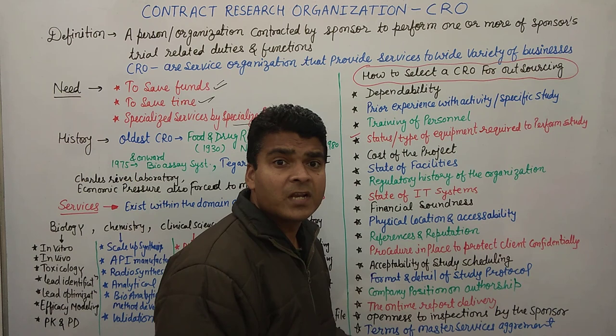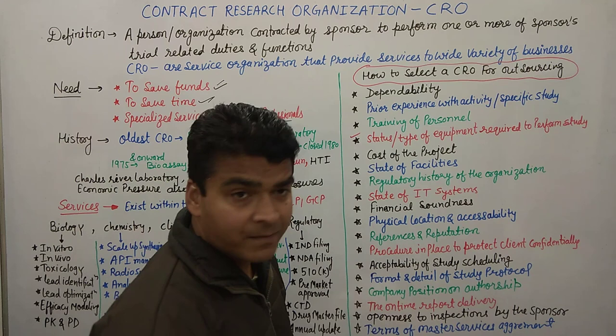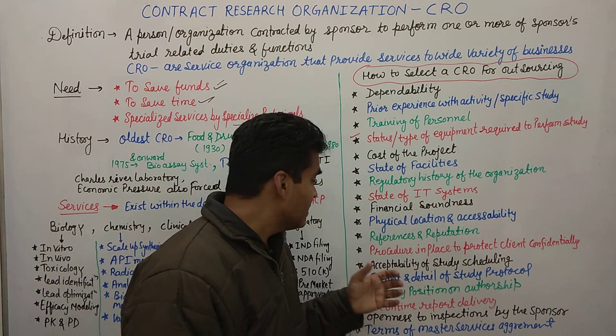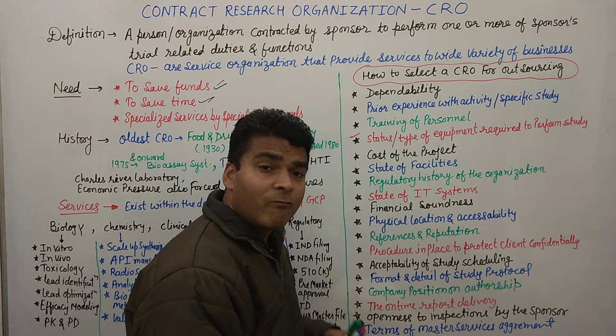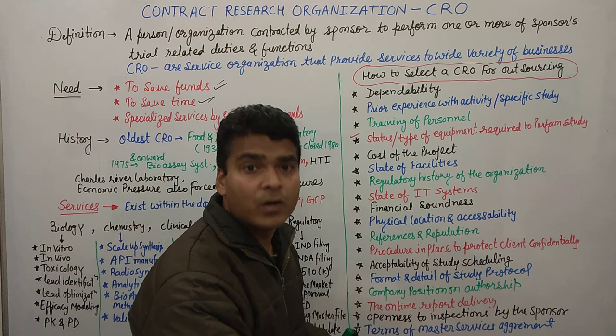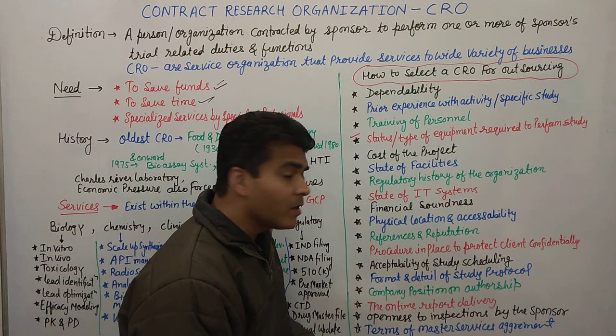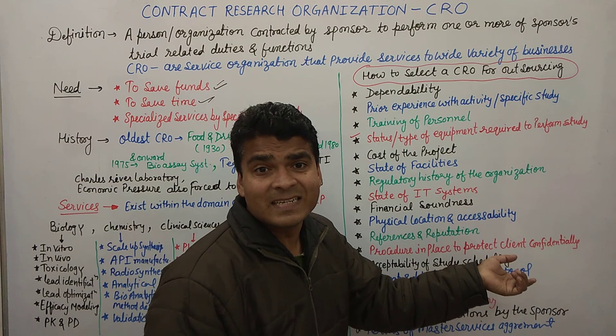Then accessibility of the study scheduling. Clear. Then format and detail of the study protocol. The sponsor should know about the study protocol, what kind of protocol they are running, and what the format of the protocol is, and whether this protocol is acceptable in their country or acceptable to the regulatory authority or not. Clear, everyone? Because in a study protocol there is also an important concern regarding ethical consideration. So is ethical approval there or not.